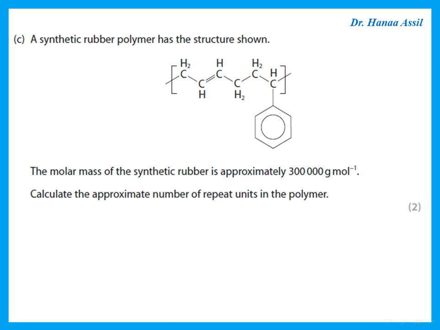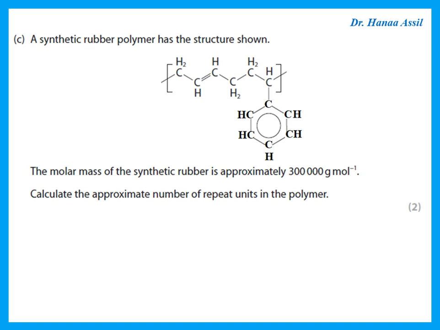A synthetic rubber polymer has this structure. The molar mass of the synthetic rubber is 300,000. So the polymer as a whole has an MR of 300,000. Calculate the approximate number of repeat units. So the one drawn up there is a repeat unit. What is the MR of this repeat unit?